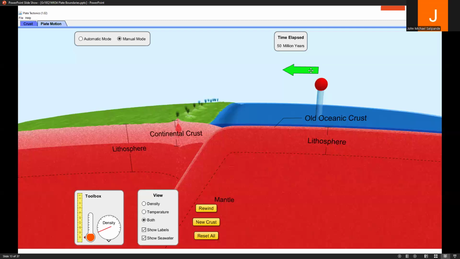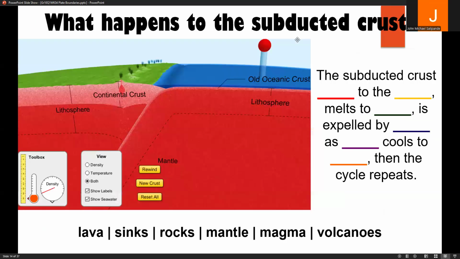Okay? And basically, that's it for the three types of convergent boundary. Now, you might be wondering, what happens to the subducted crust? Saan sila napupunta? And is there something amazing that happens somewhere down the road? So, let's complete the sentence here. The subducted crust, blank to the blank, melts to blank, is expelled by blank. As blank cools to blank, then the cycle repeats. And you have the pool of options here: lava, sinks, rocks, mantle, magma, and volcanoes.